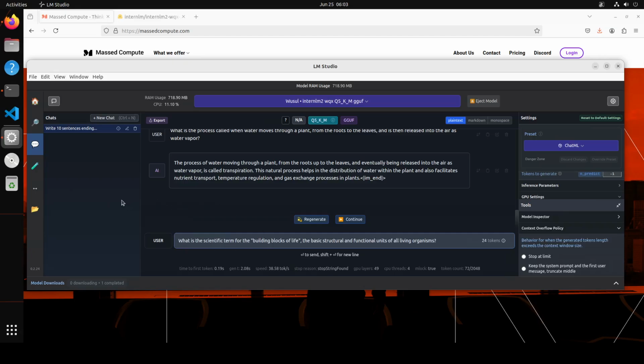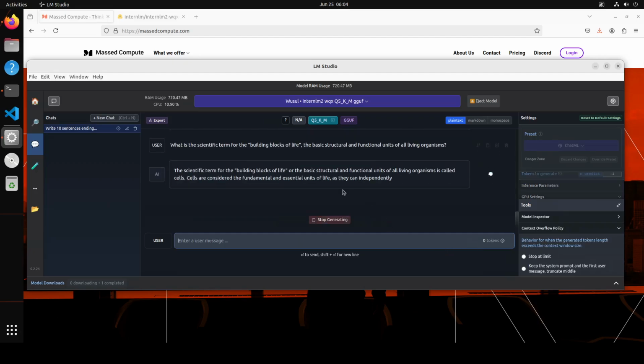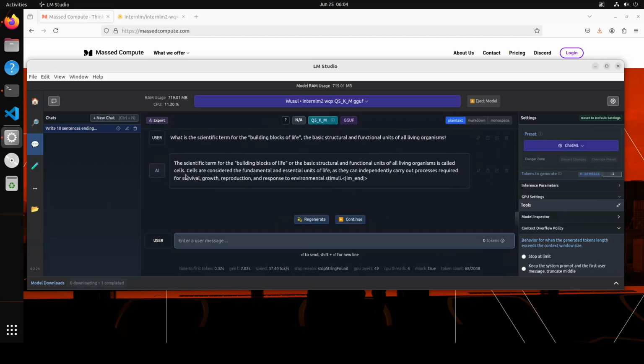Okay, let's ask it another science question. So I'm asking it, what is the scientific term for the building blocks of life, the basic structural and functional units of all living organisms? So the correct answer for this is cells. Let's see if it knows that. It's called cells. That is correct. Beautiful.